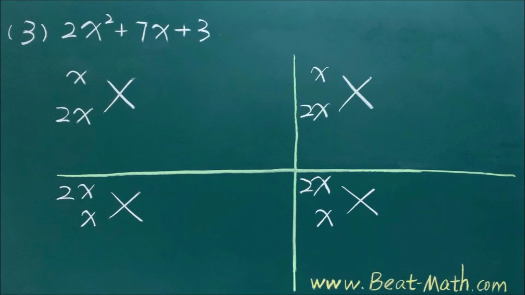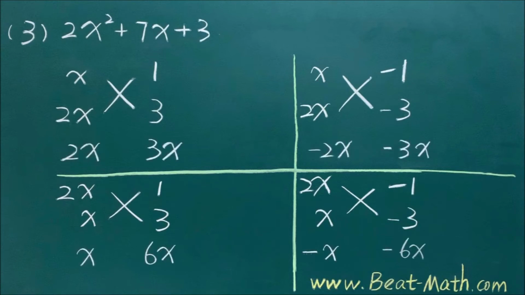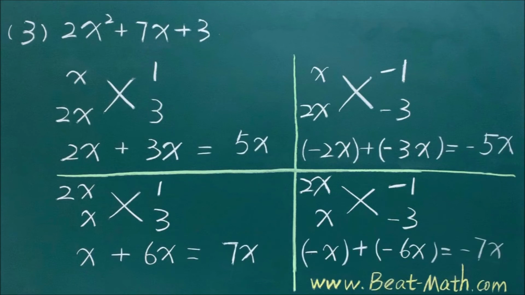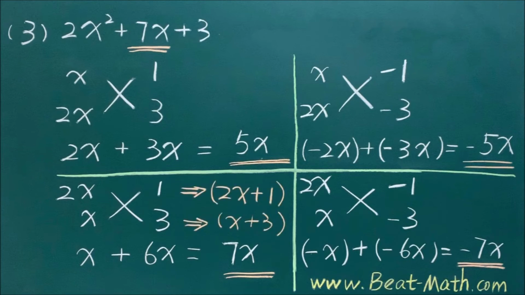Here the 3 can be the product of 1 and 3, negative 1 and negative 3. Do the calculations by using the crossing method. The pair of 1 and 3 will bring us the result 7x. We'll get the quantity of 2x plus 1 times the quantity of x plus 3.